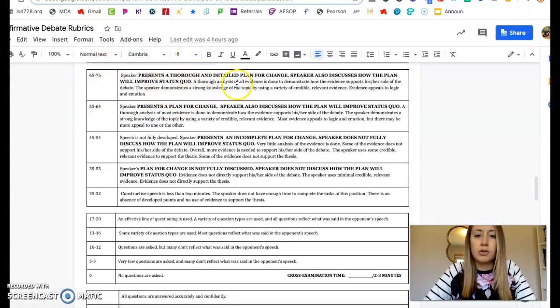You have to present a thorough and detailed plan for change. It needs to be so thorough that I shouldn't really be questioning it. You have thought about pretty much every little detail about the plan in your head. You know exactly what your plan will entail. You could talk about every part of it without even really having to think too much. The who, what, when, where, why, how of the plan. It shouldn't have any question marks next to it. You're also going to talk about how the plan will improve the status quo. So how will it make the status quo better?